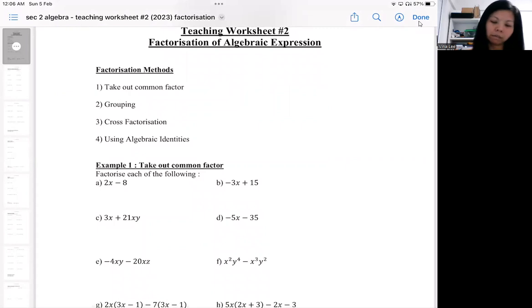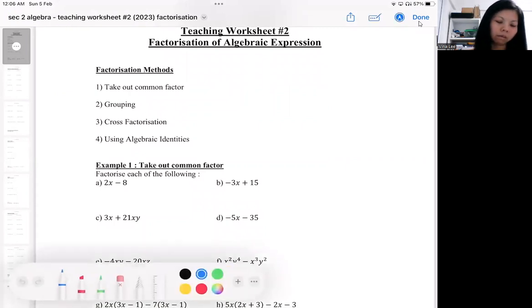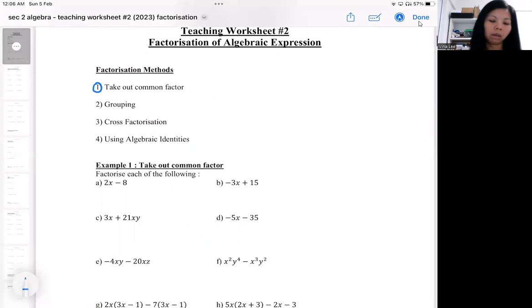Basically, in Sec 1, you learn take out common factor. Some of you might have learned grouping in Sec 1, but maybe not much emphasis. Anyway, now it will become one of the proper methods. And then cross factorization, which we'll talk about later, and we'll be using algebra identity. If you still remember in your expansion, you got three algebra formulas. That one is applicable as well.